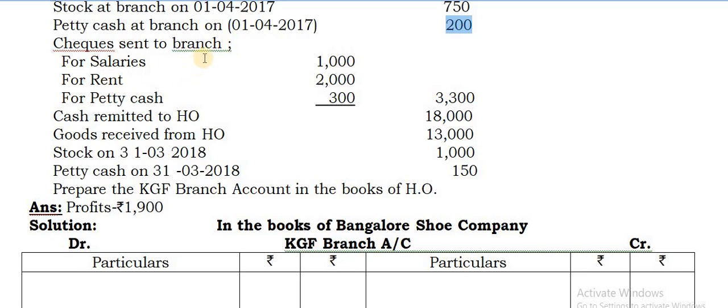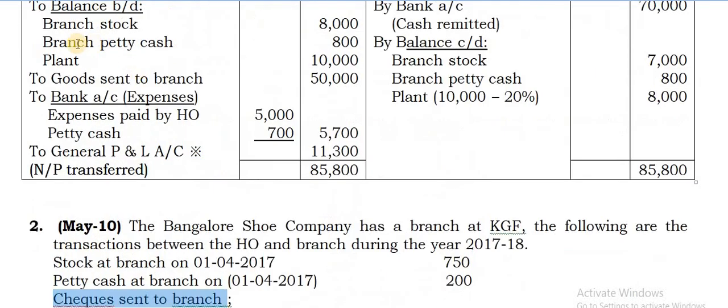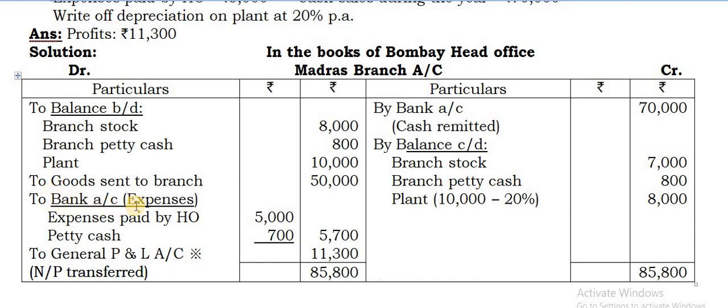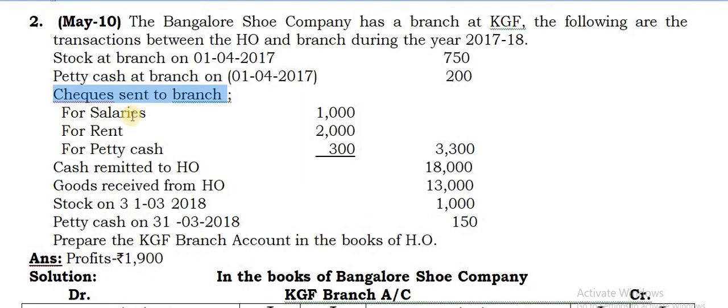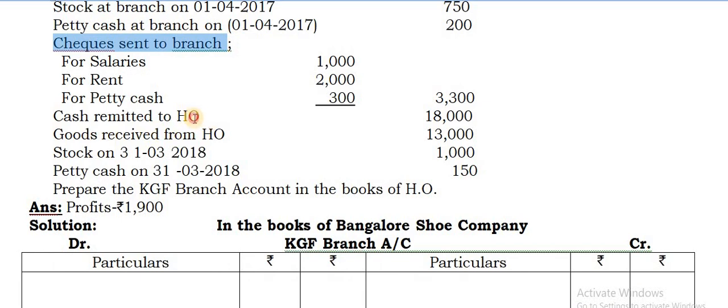Next, cheques sent to branch. Cheques sent to branch ಅಂತ ಹೇಳ್ತಾನೆ. ಅಂದ್ರೆ sent by the head office to the branch. ಇದೆಲ್ಲಿ ಬರಬೇಕು? ಈ ರೀತಿ ಬರ್ಕೊಂಡ್ವಲ್ಲ ಡೆಬಿಟ್ ಸೈಡ್. ಯಾವುದು? ಬ್ಯಾಂಕ್ ಅಕೌಂಟ್. ಓಕೆ, ಸೊ ಫಾರ್ ಸ್ಯಾಲರೀಸ್, ಫಾರ್ ರೆಂಟ್, ಫಾರ್ ಪೆಟಿ ಕ್ಯಾಶ್ ಆಯ್ತಾ, ಈ ಮೂರನ್ನು ಡೆಬಿಟ್ ಸೈಡ್ ಬರ್ಕೊಳ್ಳೋದು ಅಂಡರ್ ದ ಹೆಡ್ ಬ್ಯಾಂಕ್ ಅಕೌಂಟ್.